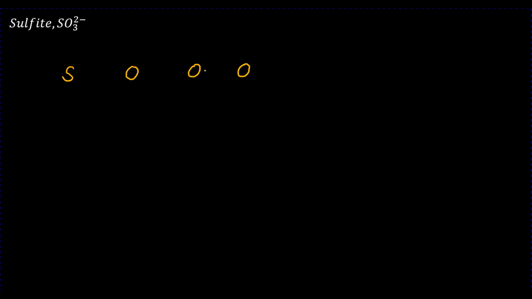The first method is to write down the Lewis dot structure for each element. So for sulfur, it has 6 valence electrons. Oxygen also has 6 valence electrons. Okay, so we do the same for all 3 oxygens. The reason why I wrote this is to emphasize the chemical formula, SO3.